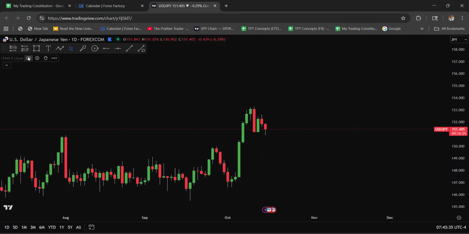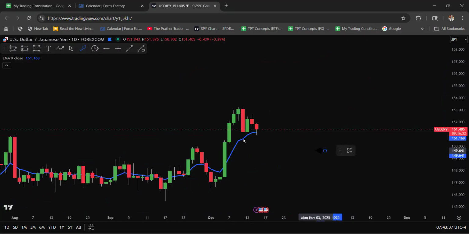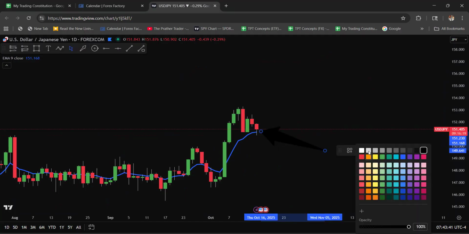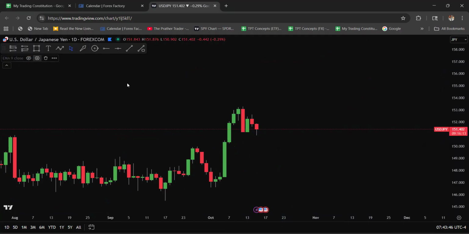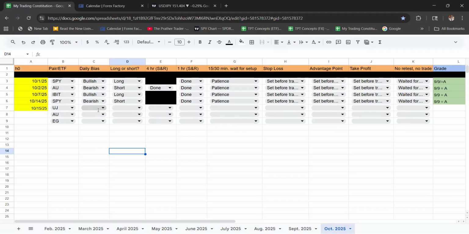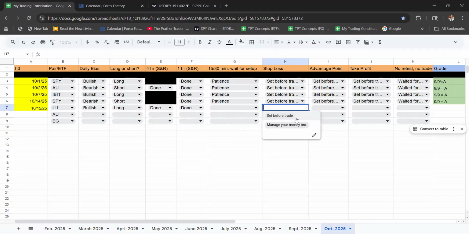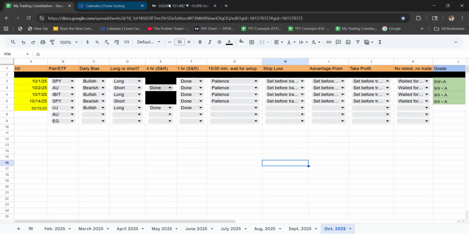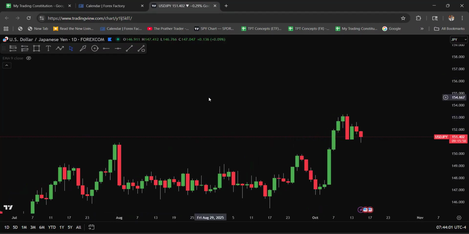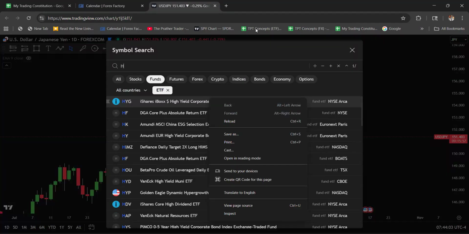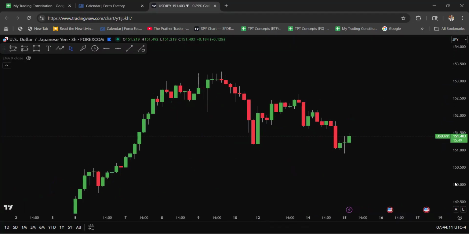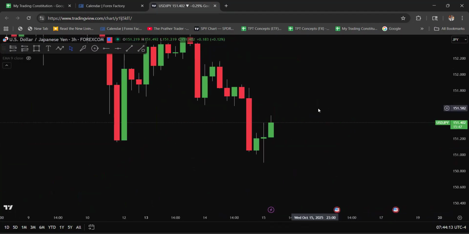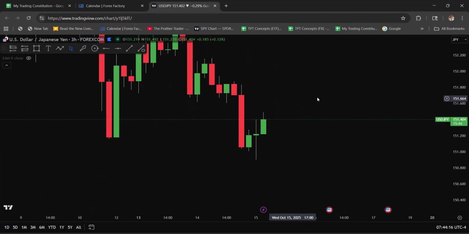The previous daily candle closed bearish, but we are still trading above the 9-period EMA, as you can see here. So I am bullish. I'm bullish on UJ today, and it's just my trade and constitution. Go down to the 3-hour time frame, because I'm just going to be here from around 8 to 10:30.